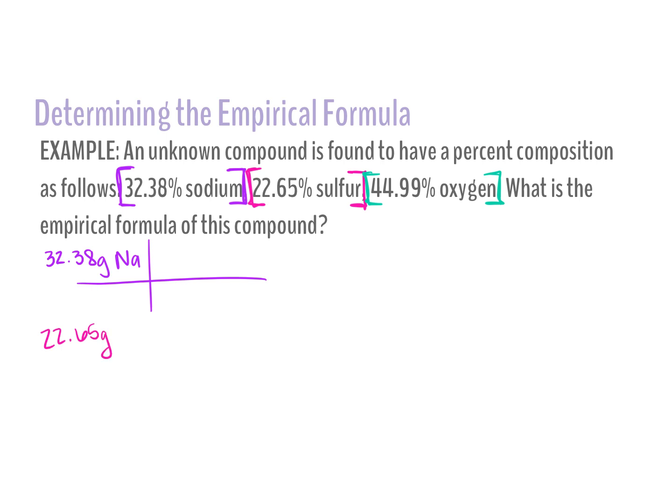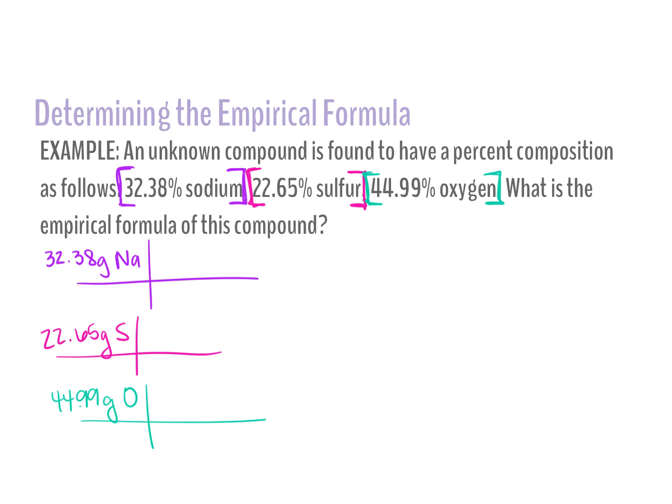22.65 grams of sulfur, S, not sodium, I'm sorry, and I'm going to convert that later. And then 44.99 grams of oxygen, and I know I'm going to convert that later. So I line them all up just like that, and I label them with grams, knowing I'm going to convert them to moles in just a minute, right?